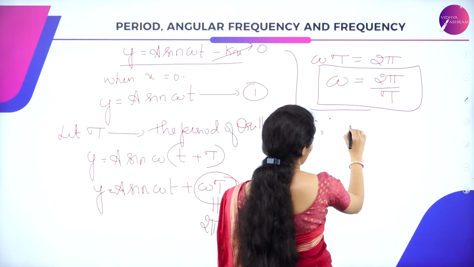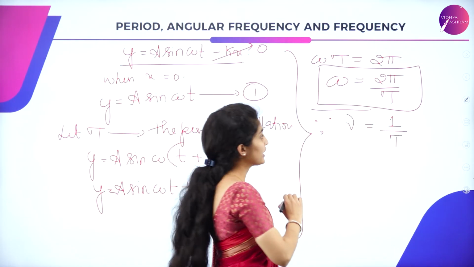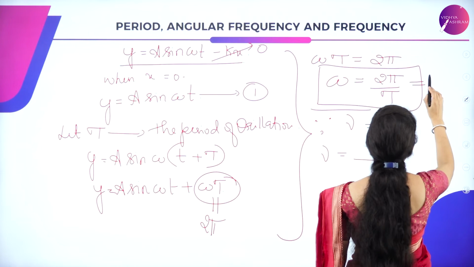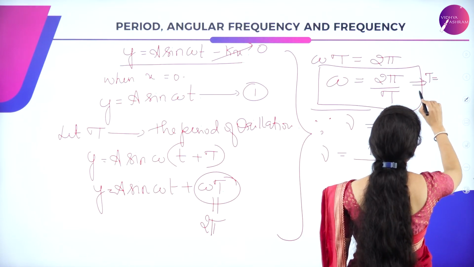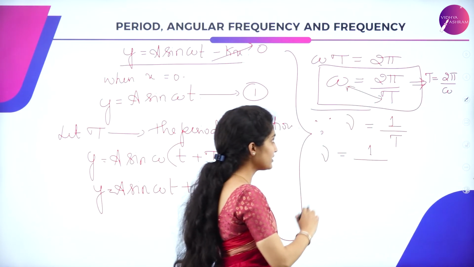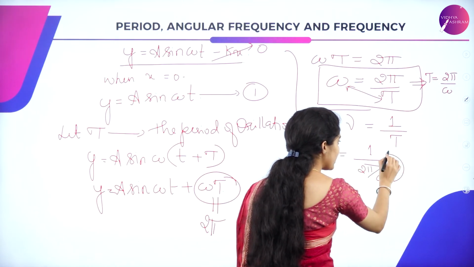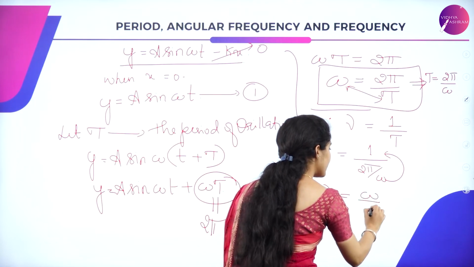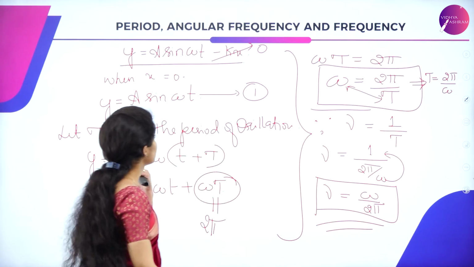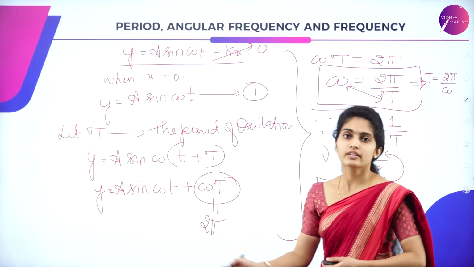Since frequency is equal to 1 by T, what happens to the value over here? You can give it as nu is equal to 1 divided by T, where T is equal to 2 pi by omega, by interchanging these two. When that is the case, the below term becomes 2 pi by omega. Your omega goes up, so nu becomes omega divided by 2 pi. So this is the relation of the period, angular frequency as well as the frequency. That's all about this concept.